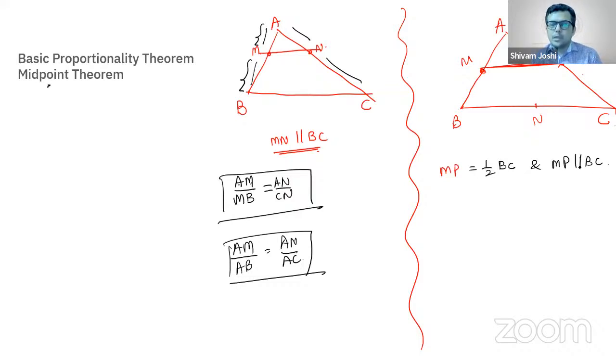This is midpoint theorem. So if your BC is, let's say, suppose 10, MP has to be 5. As simple as this. Correct.